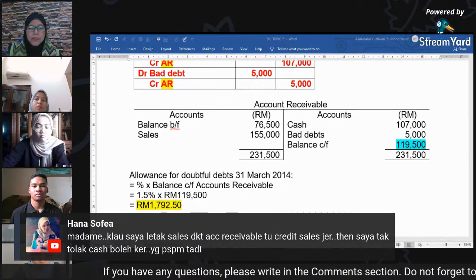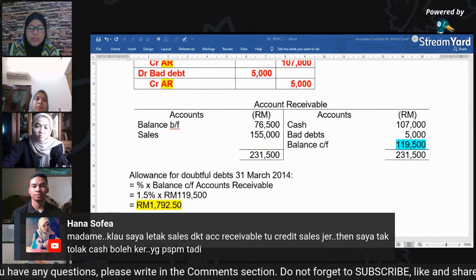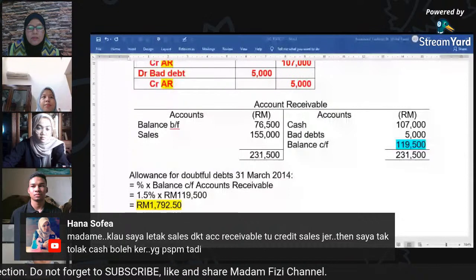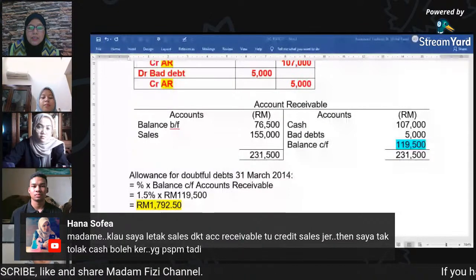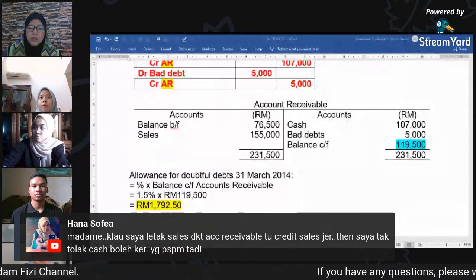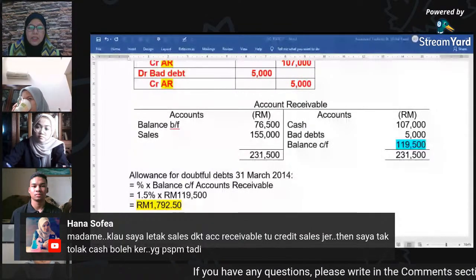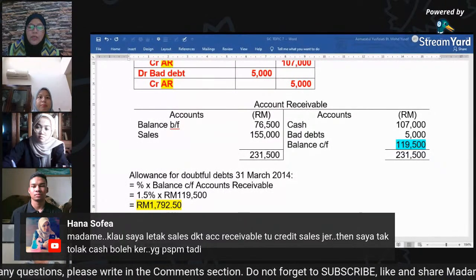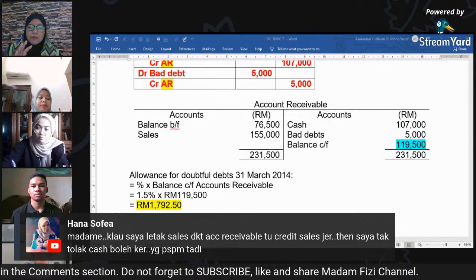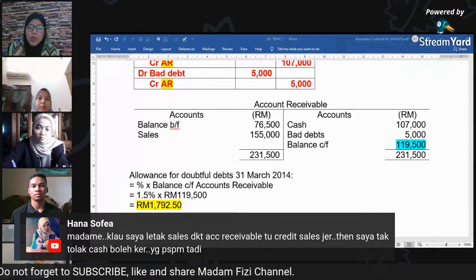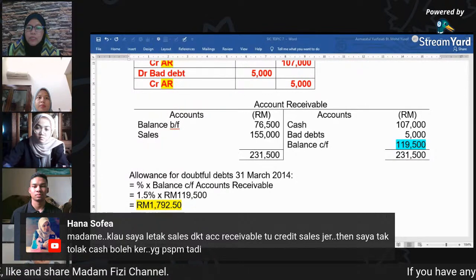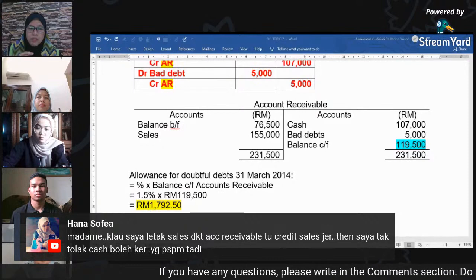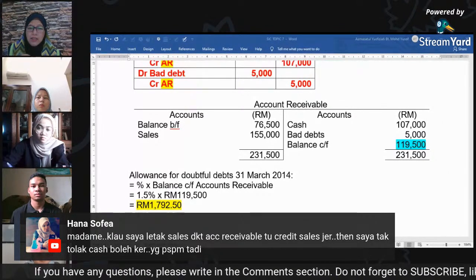Sebab apa kita buat account receivable ni? Sebab cash collection tu pun ada effect dekat accounts receivable. So awak kena buat macam saya buat ni. So whatever yang berkaitan dengan accounts receivable, you have to calculate. You have to masukkan the calculation into the accounts receivable to get the balance carry forward.